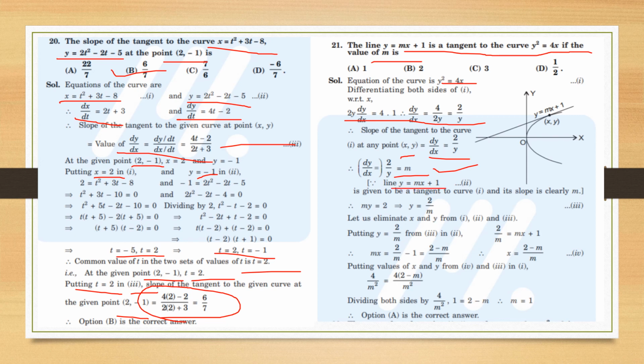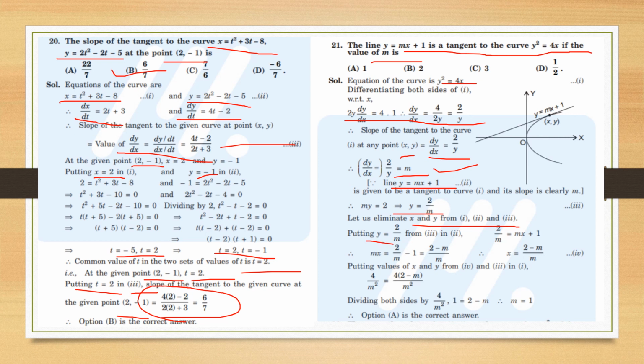Because the slope of line is the same, right? Because he says that this y equal to mx plus 1 is the same tangent. So slope is the same. So from here I'll get y as 2 by m. Now I have to eliminate x and y from 1, 2 and 3. This is my equation number 1, and from equation number 2 and from 3.